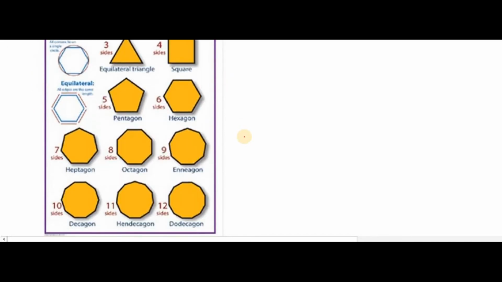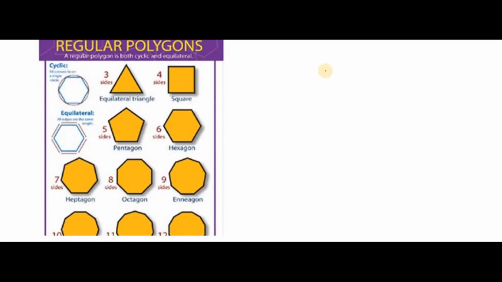Now what is this one down here? Regular polygons. See here, 3-sided is called a triangle, 4-sided is called a quadrilateral, 5-sided is called a pentagon.